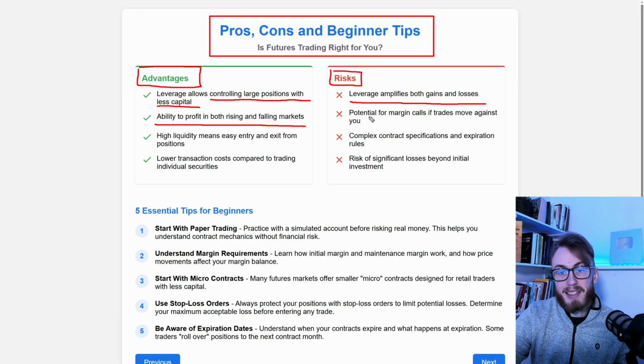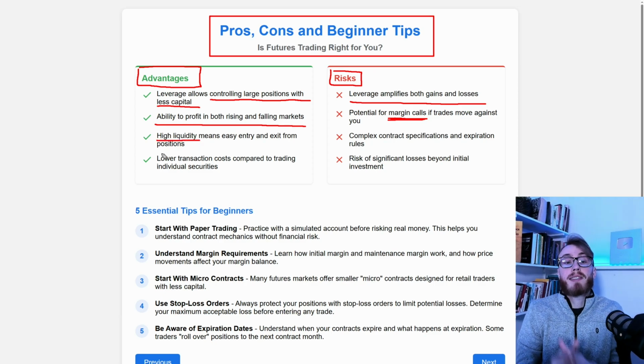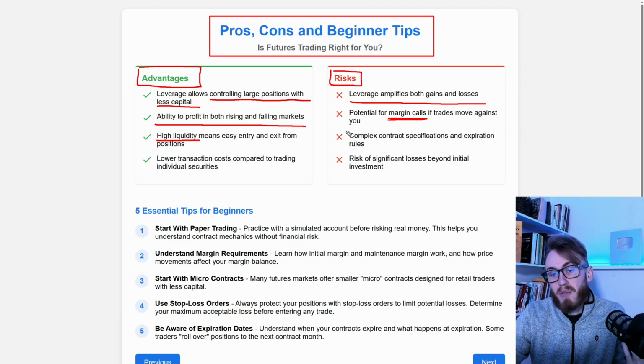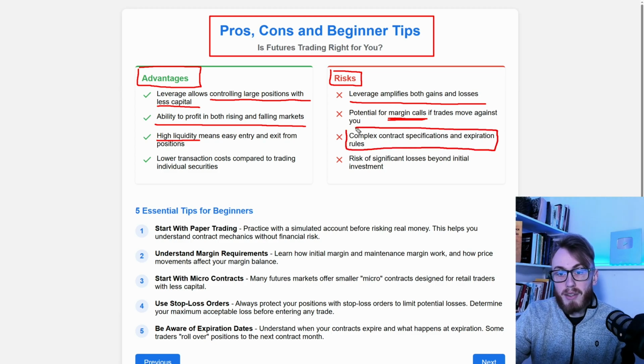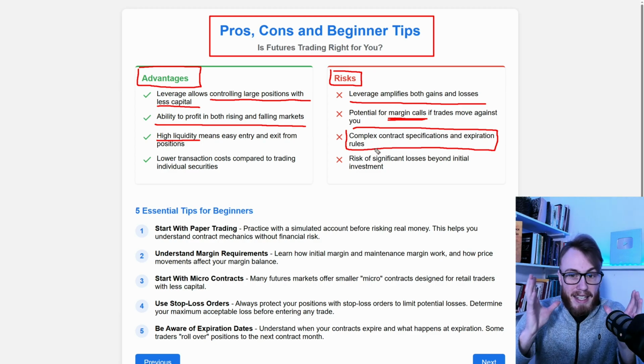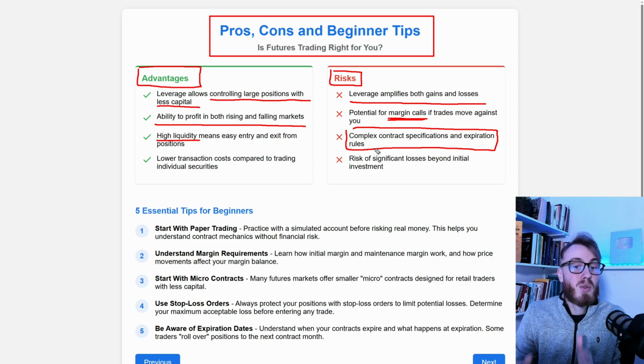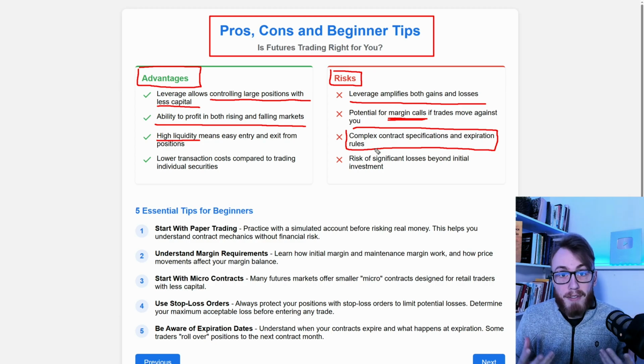But another risk here is the potential for margin calls, especially if you are using leverage. The next advantage is that the high liquidity, which many futures contracts have, means that it's very quick and easy to enter and exit positions. One risk here is if you are trading a contract with complicated specifications and expiration rules, but as I said, don't worry about that. Pretty much all contracts you will trade will have automatic functions built in.